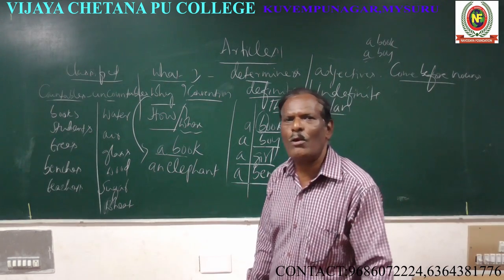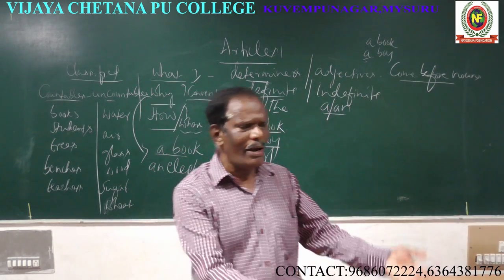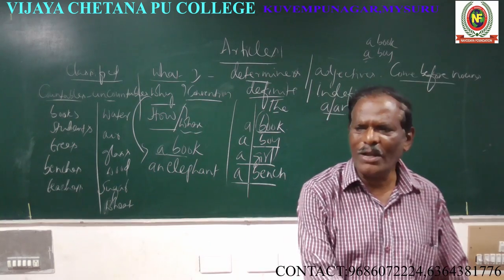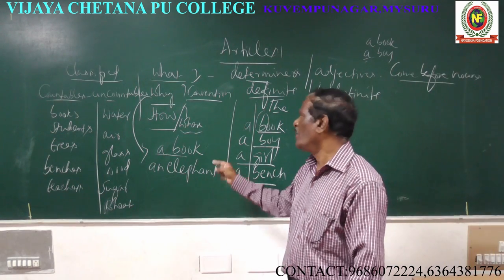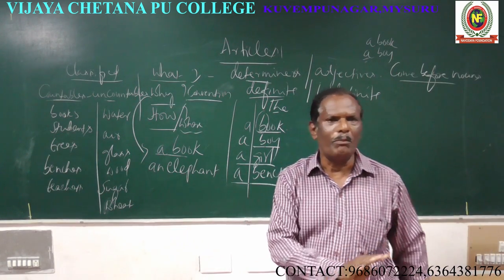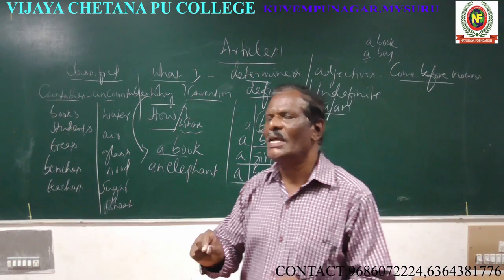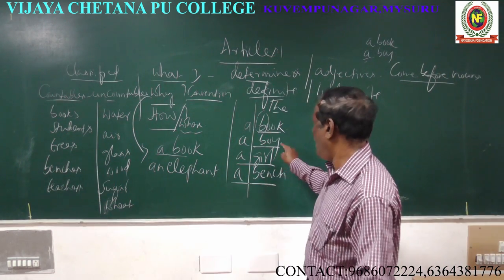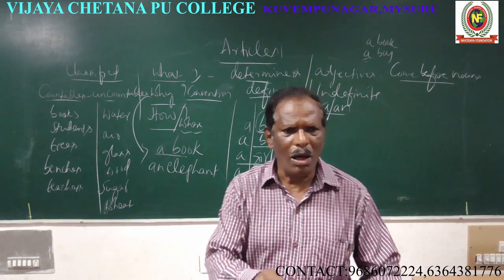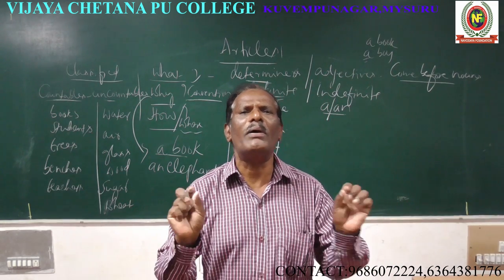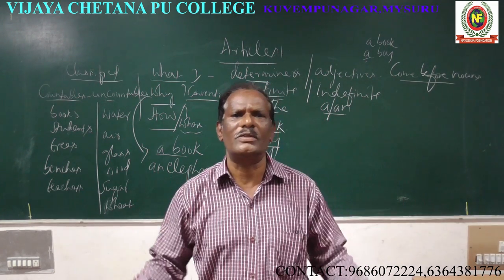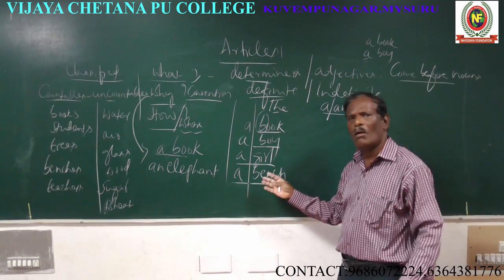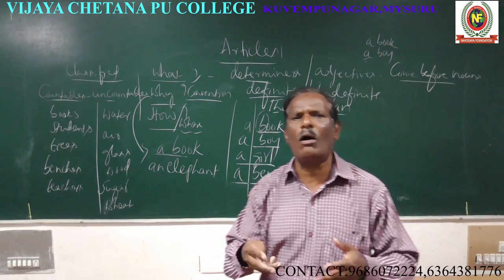Why are they called common nouns? Because they are known like that. It's like a name. Book is a name given to books. It refers to books in common. The word boy refers to all boys. It's a common word that refers to all boys. So, common nouns. Girl refers to all girls.